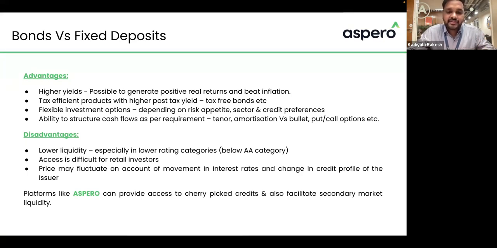And access is difficult for retail investors. Price may fluctuate on account of movement in interest rates and change in the credit profile of the issuer. So platforms like Aspro can provide access to cherry-pick credits and also facilitate secondary market liquidity. So we can help you with that as well.